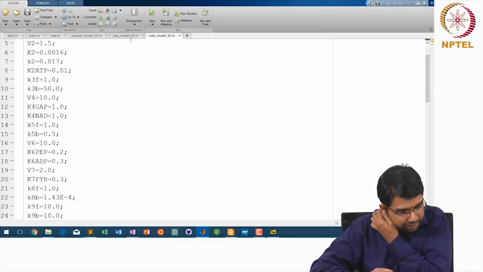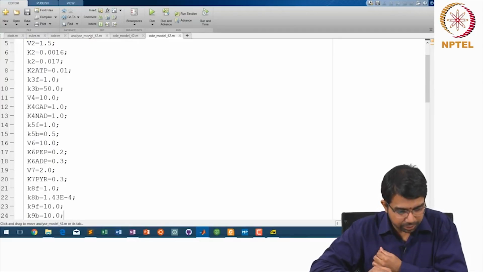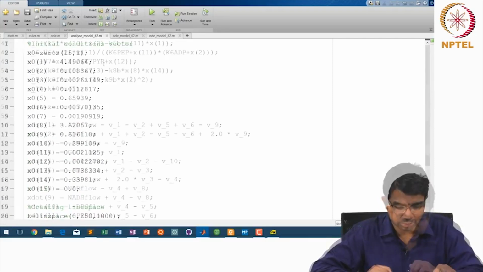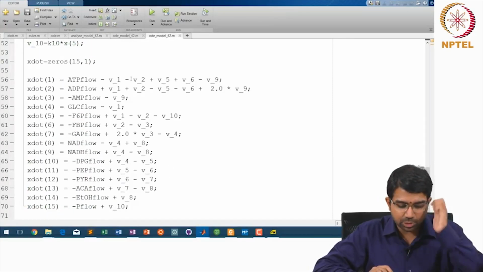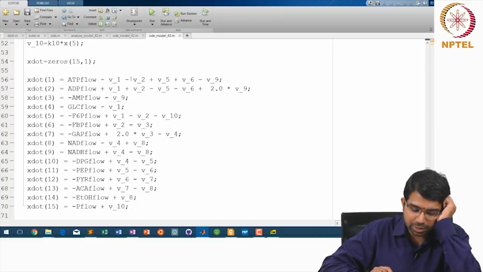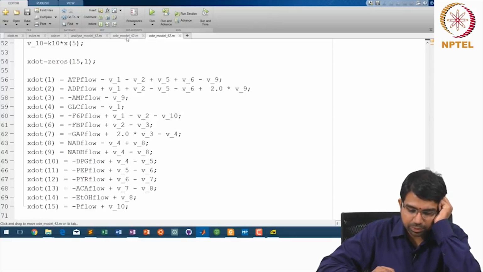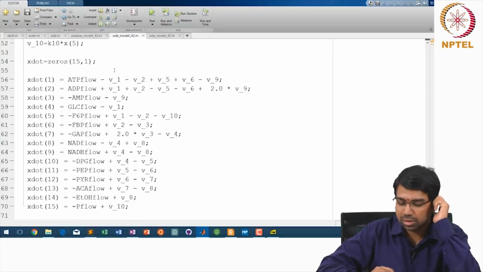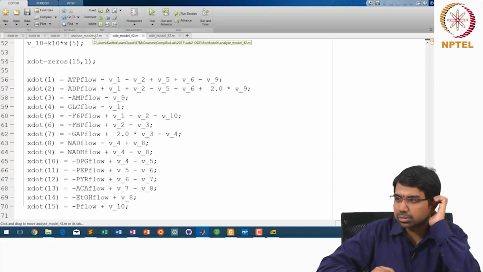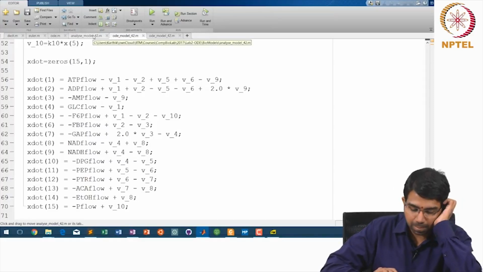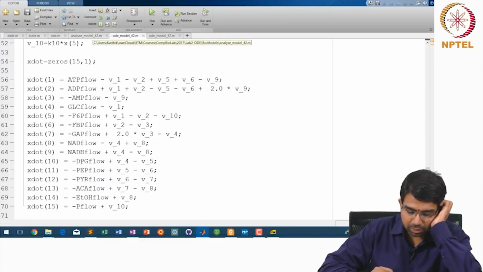The initial conditions will be set up here. X1 is ATP, X2 is ADP, X3 is AMP, GLC, F6P, FBP, so on, ETOH. So, all your glycolysis parameters and phosphate, all the metabolites involved in glycolysis: bisphosphoglycerate, phosphoenolpyruvate, pyruvate, acetate, ethanol, glyceraldehyde phosphate.